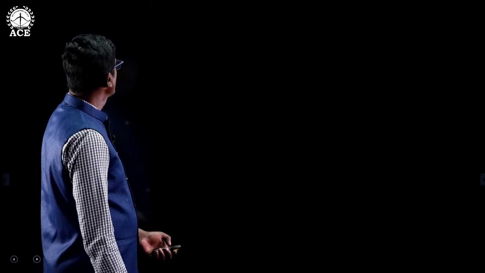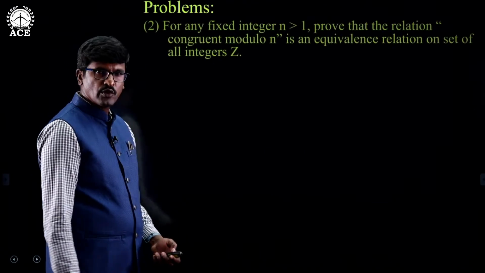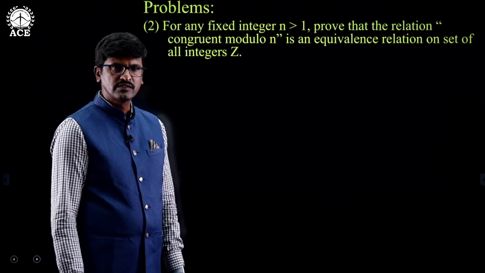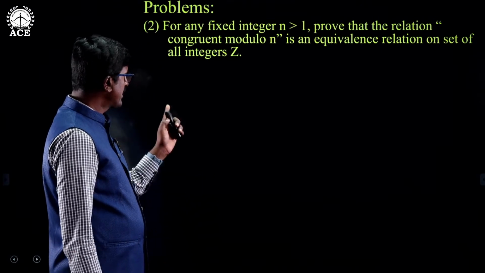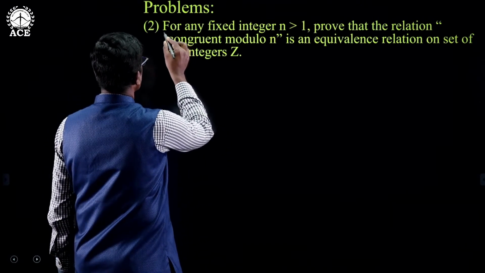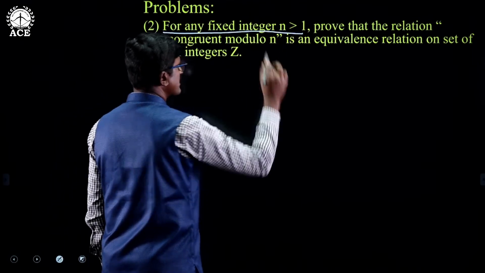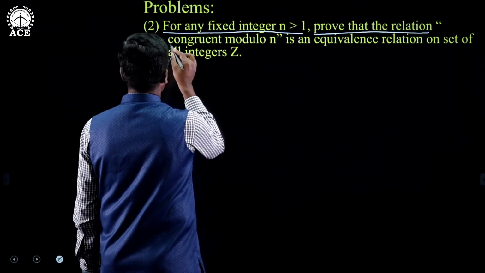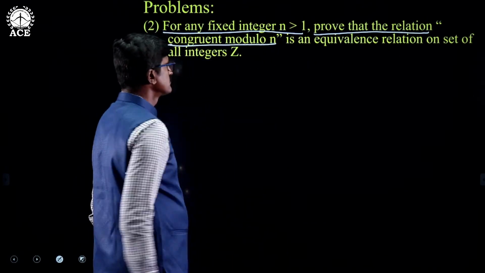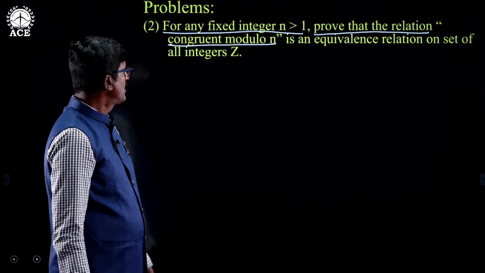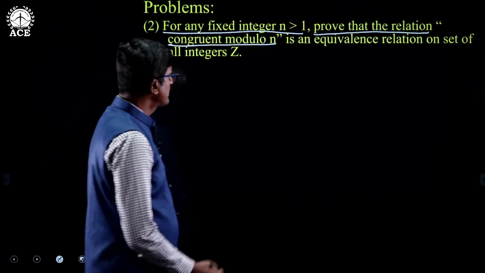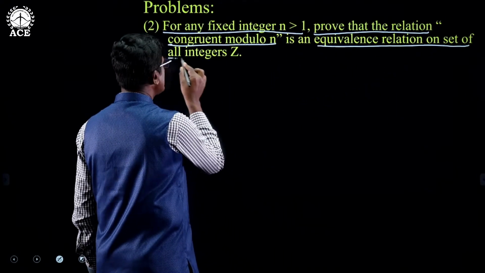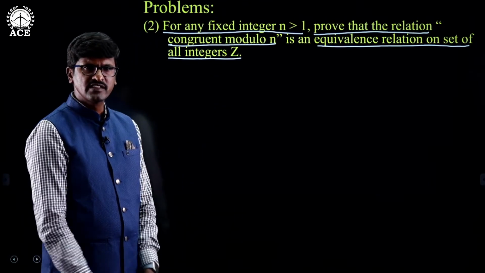Now, I will see one more problem. This problem is very, very important from the external examination point of view. This is a frequently asked question. If you look at the previous question papers, in every question paper, this question will be there. For any fixed integer n greater than 1, prove that the relation congruent modulo n is an equivalence relation on the set of all integers. This is the problem.